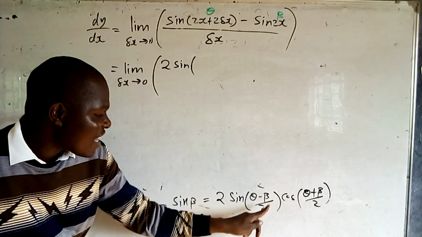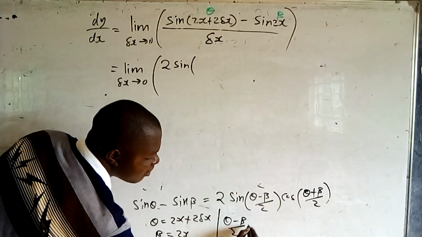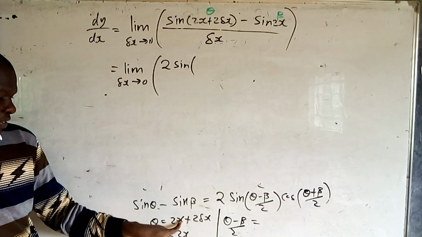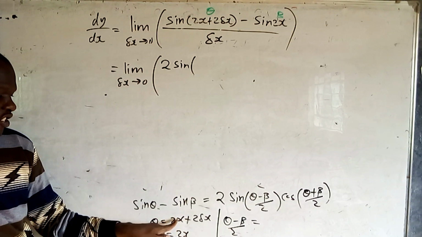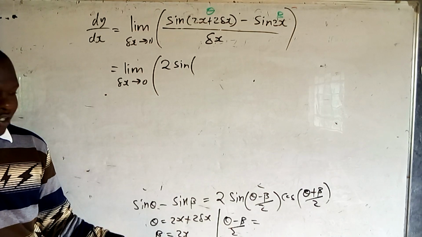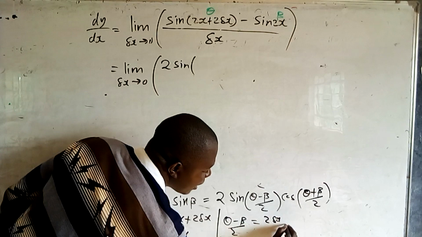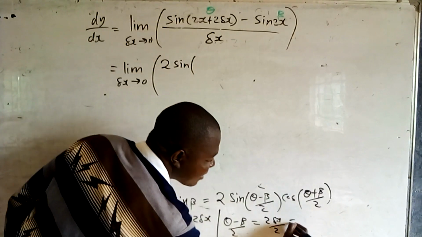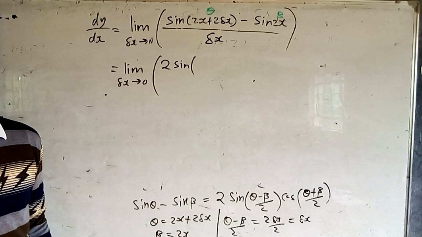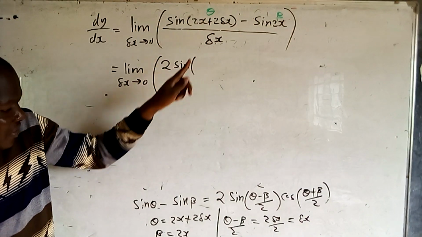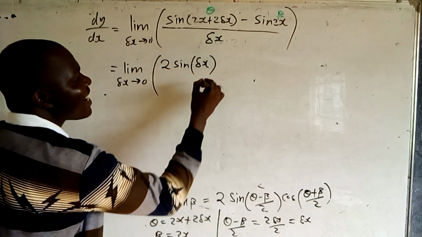2 sine theta minus beta over 2, isn't it? So give me that value. What is theta minus beta over 2? Theta minus beta. You remain with this minus this. See, 2x minus 2x is 0. So you remain with the 2 change in x. You remain with the 2 over 2, so at the end, you remain with change in x. Are we together? So this theta minus beta over 2, which we are substituting here, we found it is just change in x, isn't it?